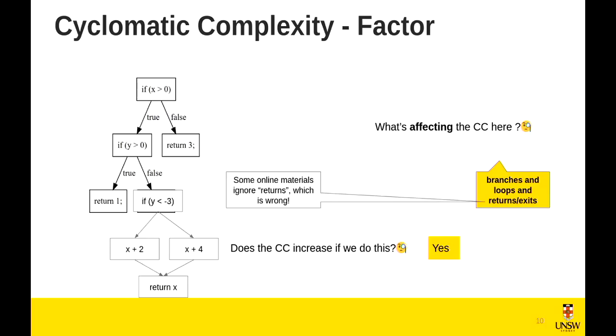So you can see the term changed here. In the previous slides, I used increasing, and now I use affecting, because the number of returns and exits are negatively affecting the cyclomatic complexity. And if you search cyclomatic complexity online, you may encounter some materials that ignore returns, which is not really correct. So branches, loops, and returns are all affecting cyclomatic complexity.